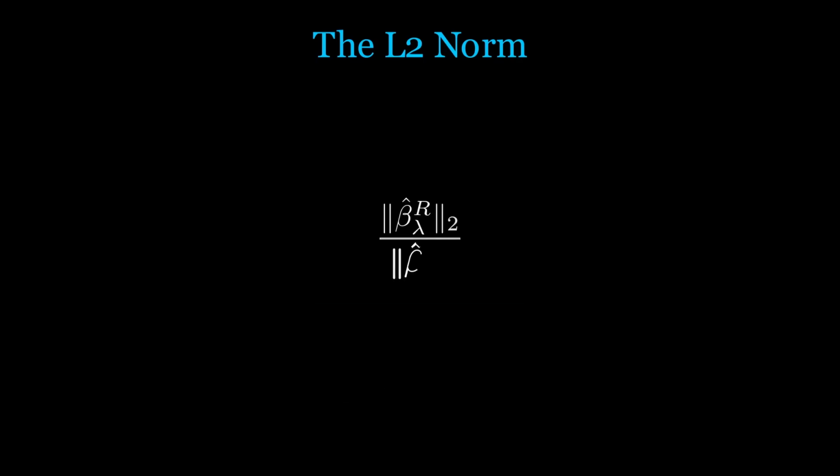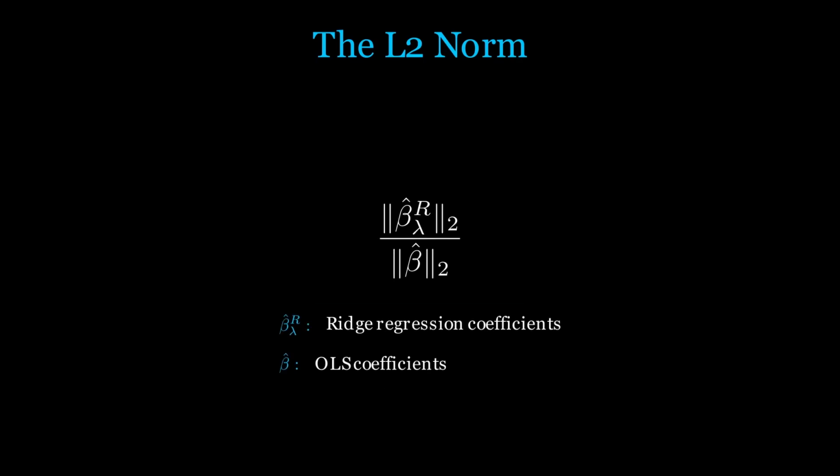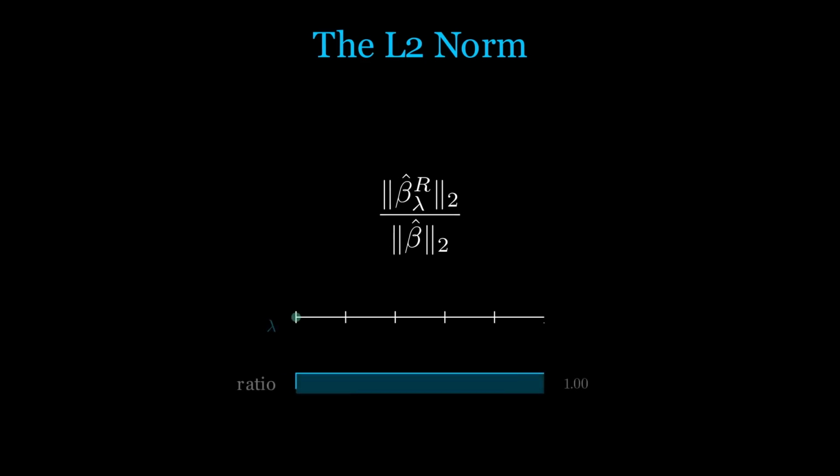To measure how much ridge regression shrinks the coefficients, we can compute the ratio of the L2 norm of the ridge coefficients to the L2 norm of the OLS coefficients. When lambda is 0, this ratio equals 1. As lambda increases, the ratio decreases, reflecting stronger shrinkage.